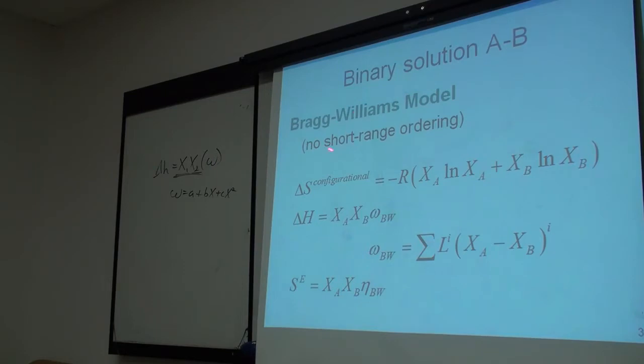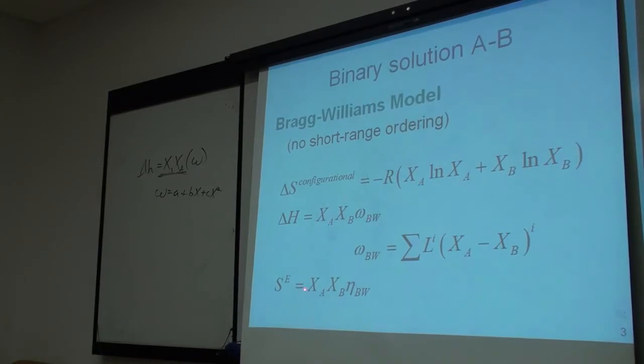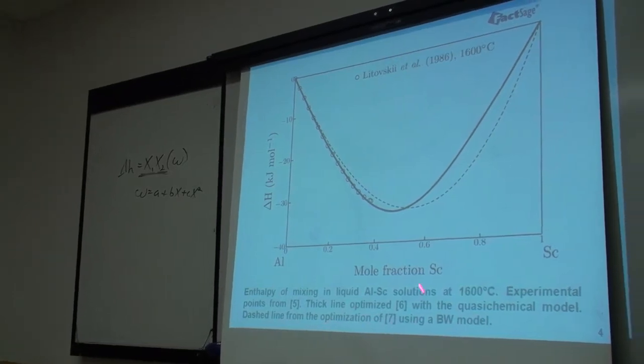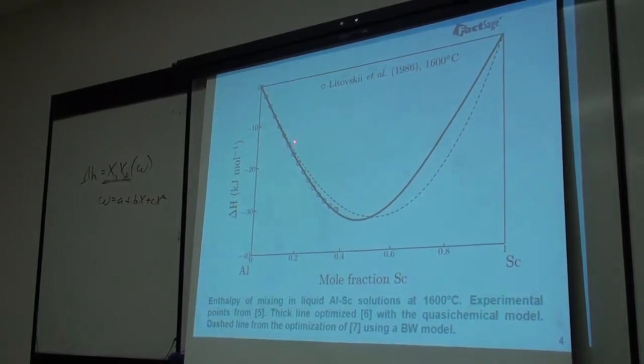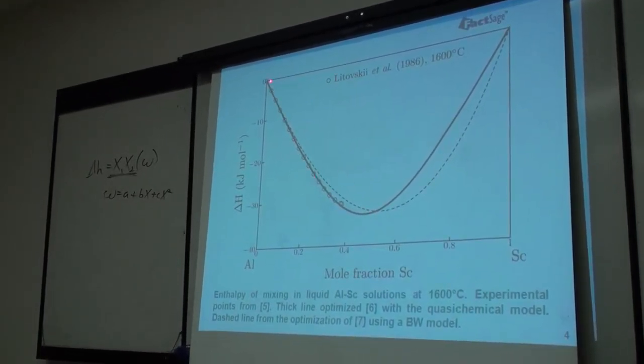So in the Bragg-Williams model, you have no short-range ordering. The configurational entropy is given by a random mixing. The heat of mixing is given by a polynomial expression, and the same thing for the excess entropy by a polynomial expression. And this was the enthalpy. So these aluminum scandium solutions, you see they're not quite as short-range ordered, using a Bragg-Williams model optimized by Litovsky and the people, and this is sort of the best they could do, because it's too rounded. You kind of fit it up here, but it's too rounded.